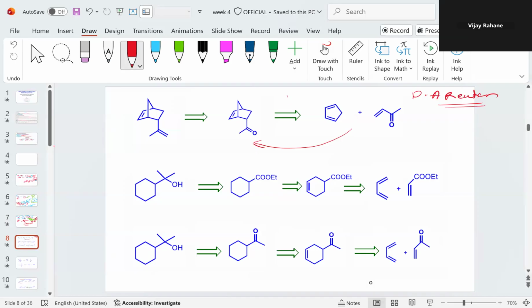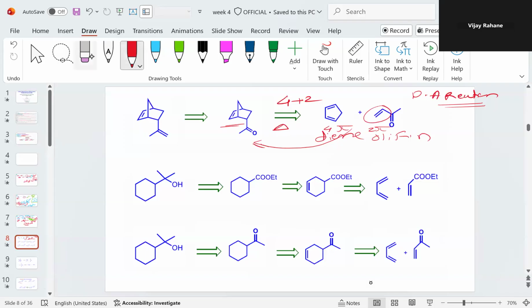So this is a 4 plus 2 cycloaddition reaction. This is the double bond, so this is the olefin, and this is the diene. The diene has 4 pi electrons, the olefin has 2 pi electrons, and on heating, they give the formation of such a cyclic product.